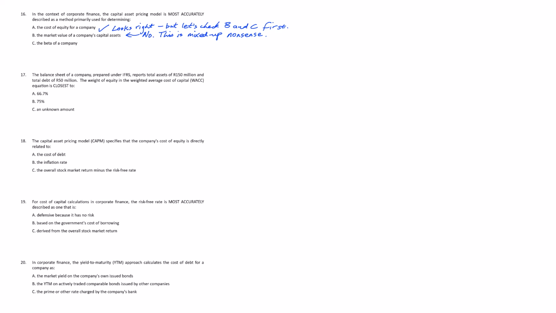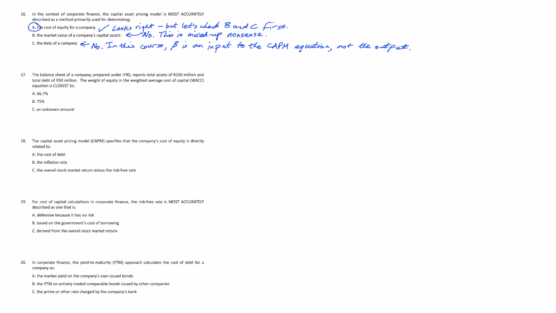C, the beta of a company, is rather more interesting because beta is one of the inputs to the CAPM equation. It is not, however, in the context of corporate finance, and especially not for this introductory course, the main purpose of the financial manager applying the CAPM equation. So beta is an input. It is not the output for our purposes of the CAPM equation.